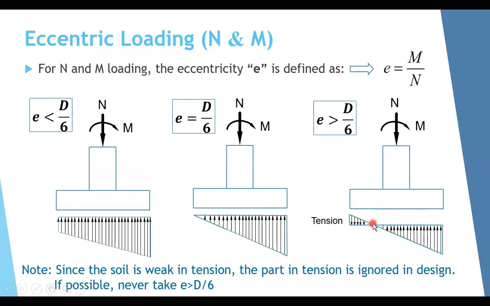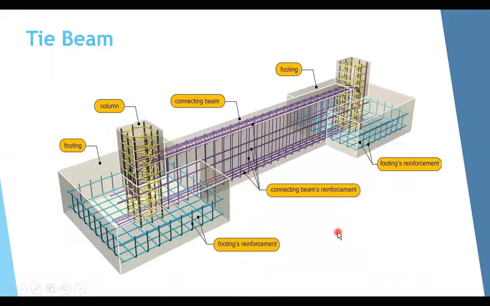So if you are forced to design a footing with this case here, you have to consider only this part, and you should be sure that the stress here will not exceed the allowable bearing pressure of the soil. But if it is possible, never take E greater than D over 6, to not have tension on the soil. In some cases, you have no choice, especially if you have a column at an edge of a footing.